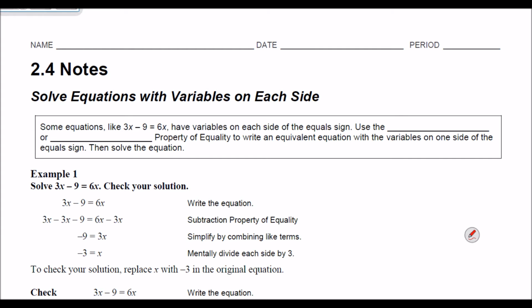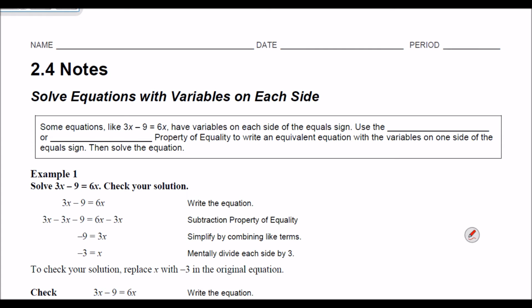Alright guys, we're here to take a look at our 2.4 notes today. In 2.4 we're going to go ahead and have variables on each side of the equation. So this is different than anything we did in 2.1, 2.2, and 2.3. But I think most of you are going to pick it up fairly easily. Okay? So some equations like 3x minus 9 equals 6x have variables on each side of the equal sign.